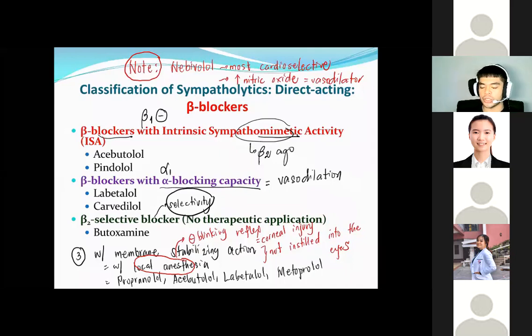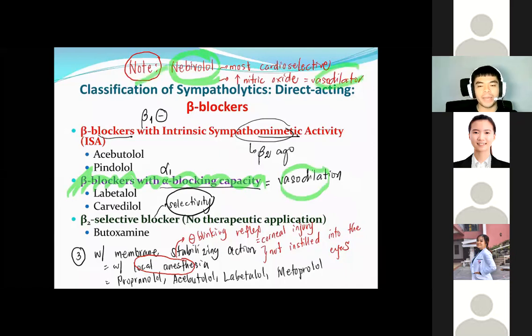Okay, vasodilation. So that's distinct about nebivolol. Now let me emphasize that we cannot classify nebivolol under this group, the one highlighted in green. Why? Ba't hindi natin pwede i-grupo? Because although both groups have vasodilating effect, the mechanism behind vasodilation is different. Yung kanina, alpha blockade. Pero ito, hindi siya related sa alpha blockade. Kaya we cannot add nebivolol under this group, yung may alpha 1 blocking effect. Do you get it? Yes.